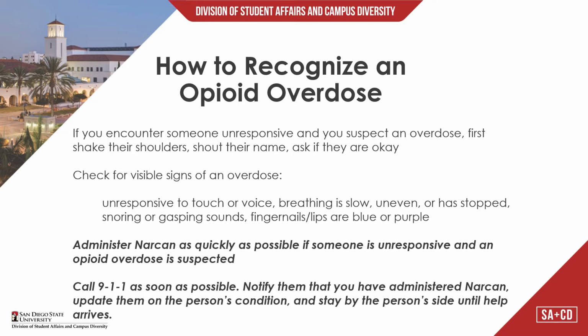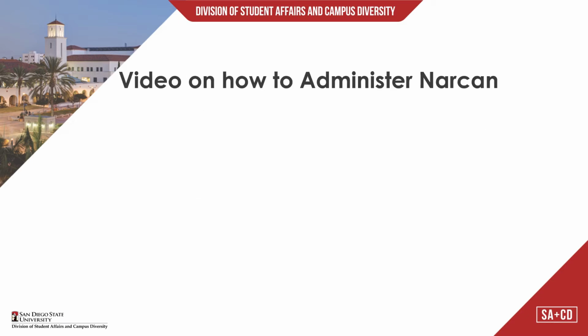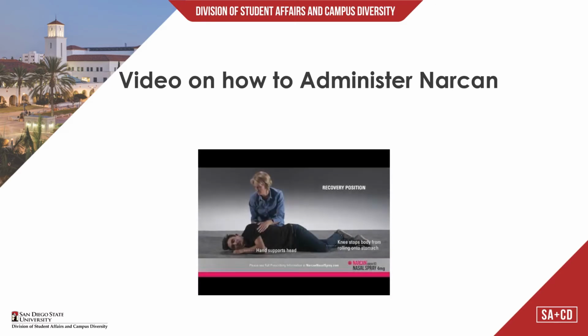Administer Narcan as quickly as possible if someone is unresponsive and an opioid overdose is suspected. Remember to call 911 as soon as possible. Notify them that you have administered Narcan, update them on the person's condition, and stay by the person's side until help arrives. Please take a moment to watch this short video on how to administer Narcan.